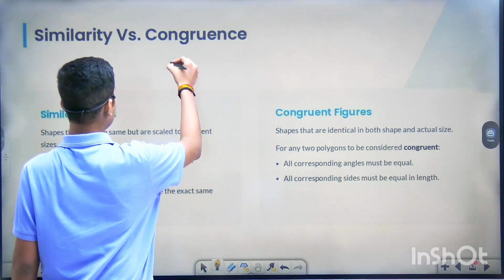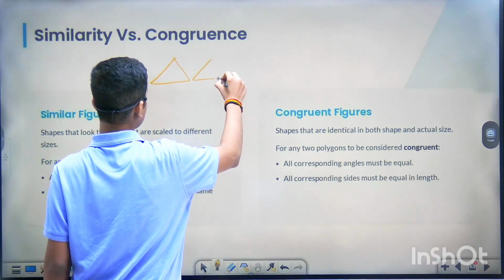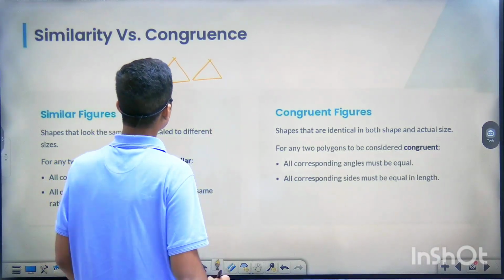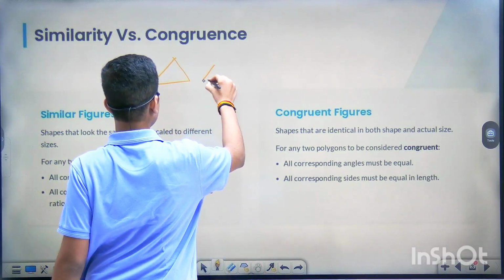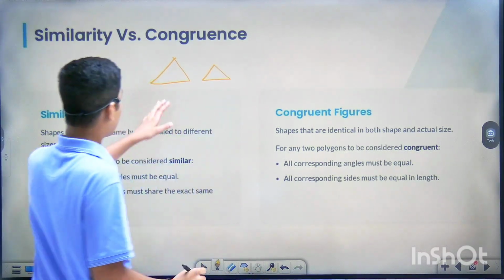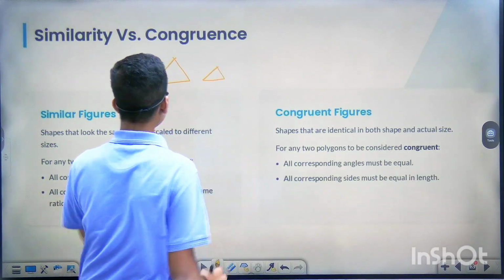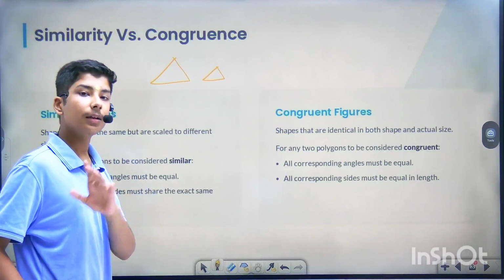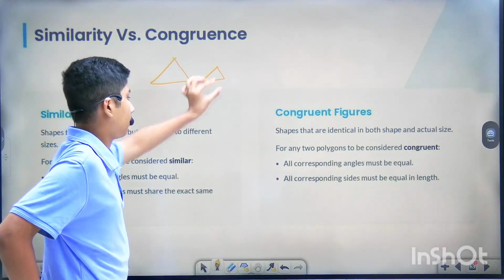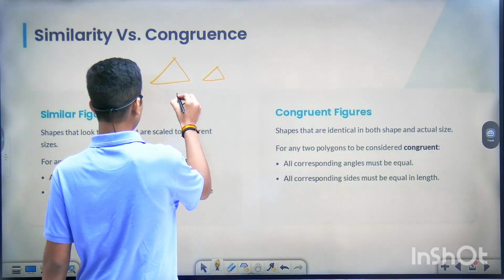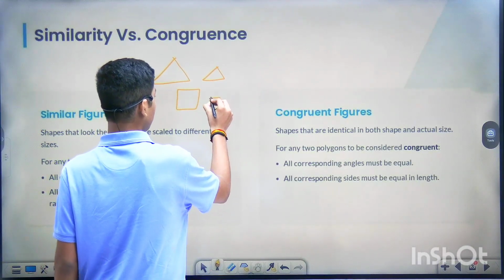See, firstly, I'll take these two triangles. See, this one is a big one. Now see, these two triangles are the same as each other, same shape, but this one is bigger, this one is smaller. If you take an example of a square, this is a big square and this is a small square.